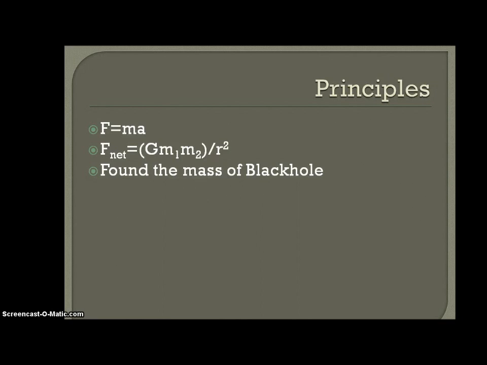To reiterate, given the mass of a star and its path around a fixed black hole, we were able to determine the mass of that black hole. We were able to do this with the manipulation of Newton's second law and the gravitational force law, both of which are shown here.